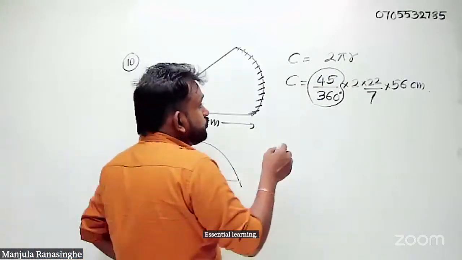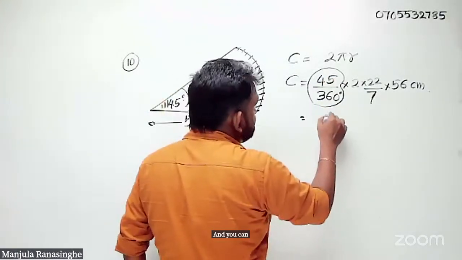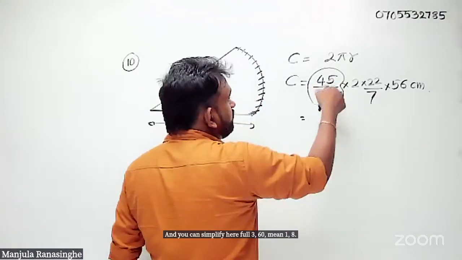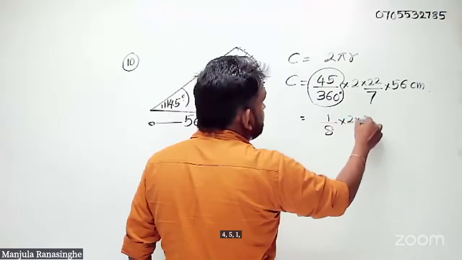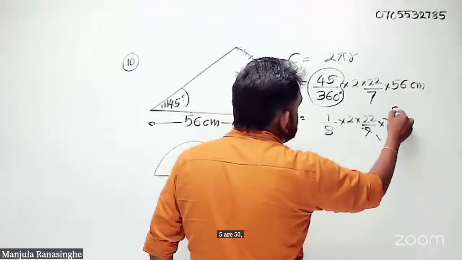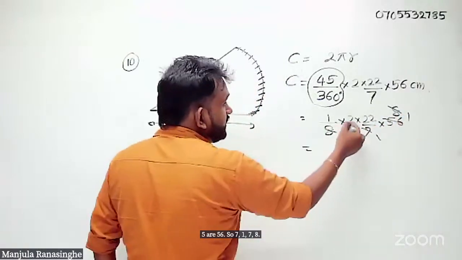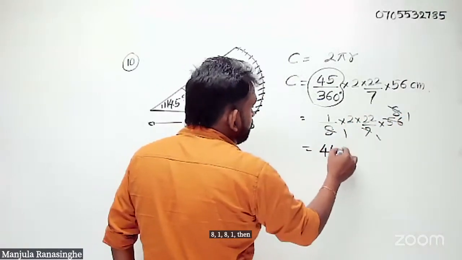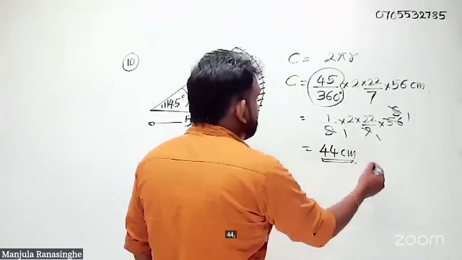Then you can simplify here. 45 upon 360 means 1 upon 8. 1 upon 8 into 2 into 22 upon 7 into 56. So 7 eights are 56, then 2 into 22, 44 centimeters. That's the arc length.